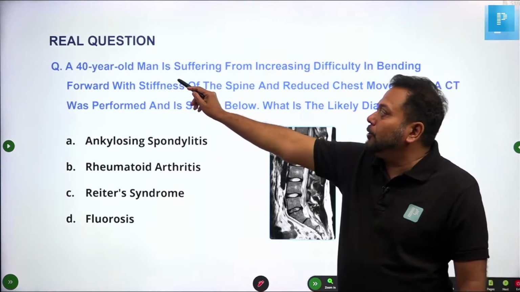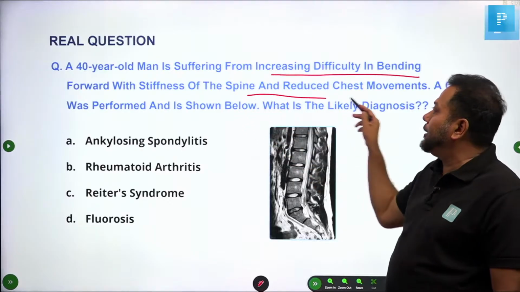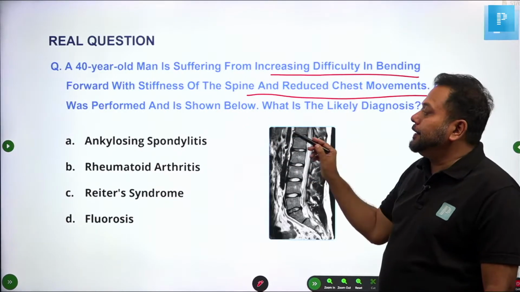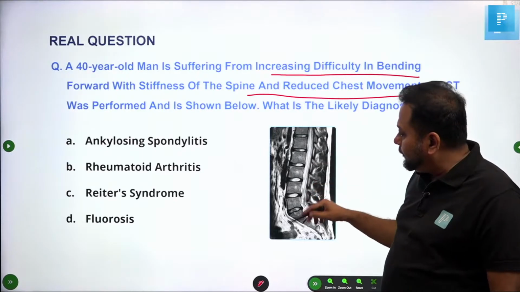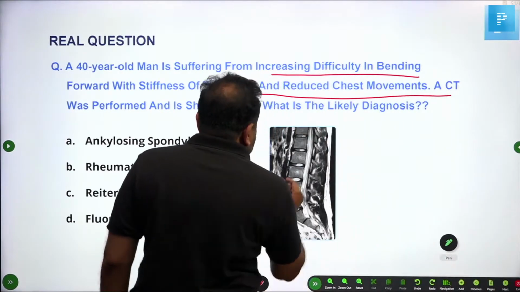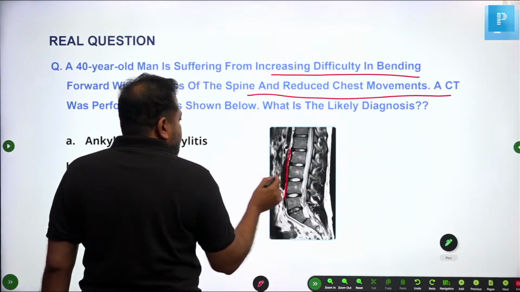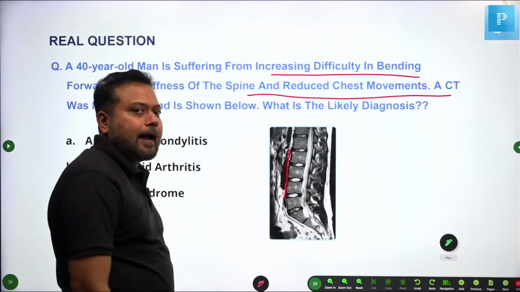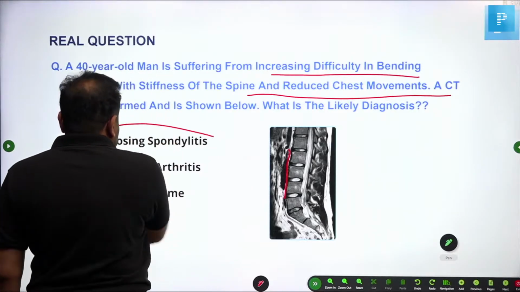A 40-year-old man is suffering from increasing difficulty in bending forward, stiffness of the spine and reduced chest expansion. A CT was performed, shown below. The CT is showing you some finding. What is this? This is ankylosing spondylitis. See, I am able to see here a white colored thing. That is calcification or ossification of the anterior spinal ligament. So it is ankylosing spondylitis.